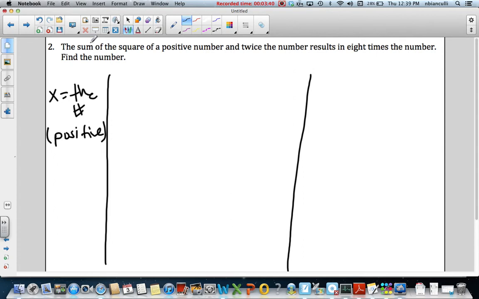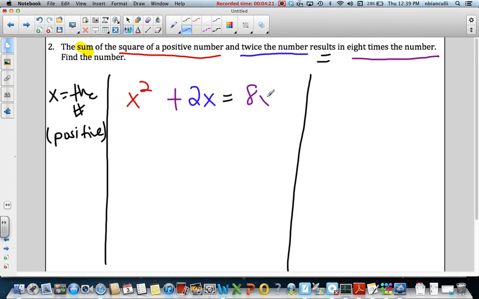Now, the sum of the square of a positive number and twice the number results in, that's the equal sign, 8 times the number. The sum means we're going to add two things together. The square of the positive number is just x squared, and twice the number is just 2x. That equals 8 times the number, which is just 8x.